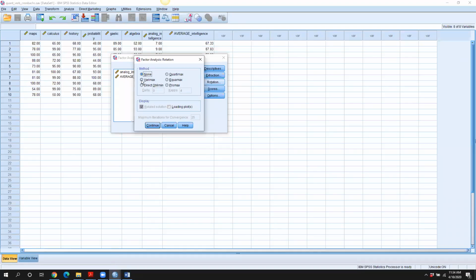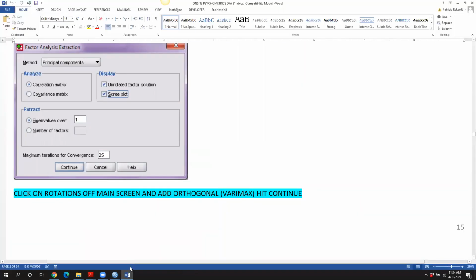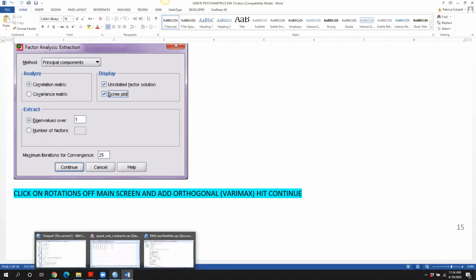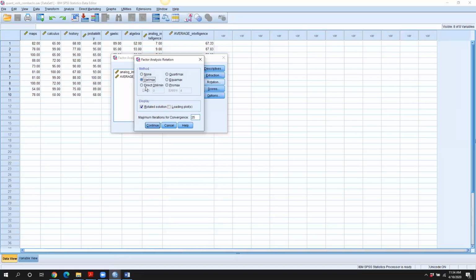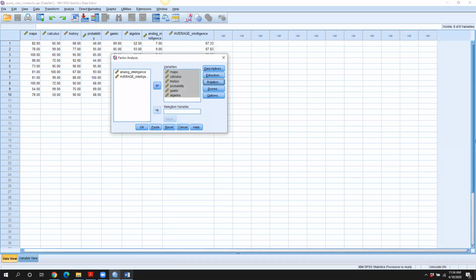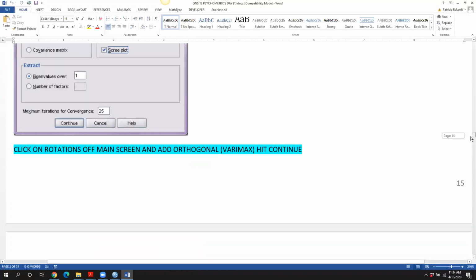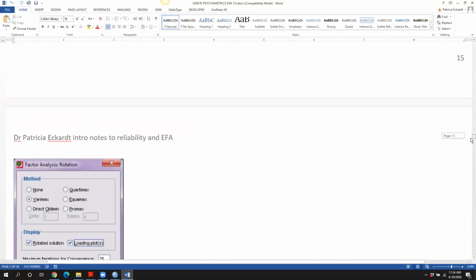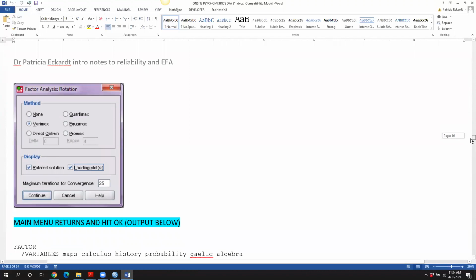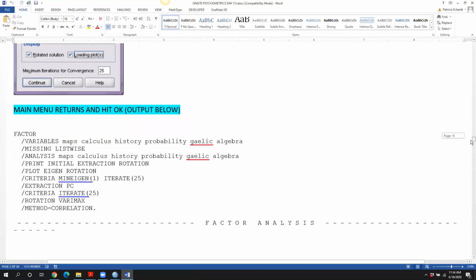So let's get back in here. Now we're doing Varimax. Look at your handout. Yes. Okay. Great. Click off loading plots. Continue. I think that's all I brought you through on this handout. Okay, we got Varimax. We clicked off loading plots, main menu returns, and hit OK. Perfect. Yep, that's it.